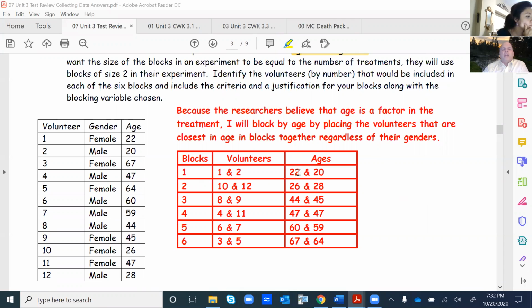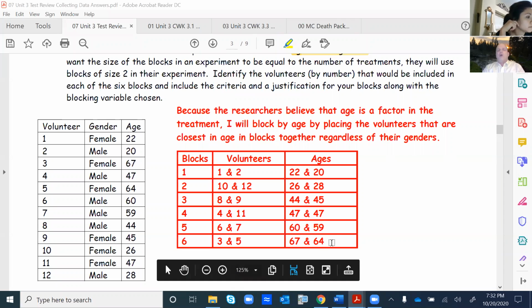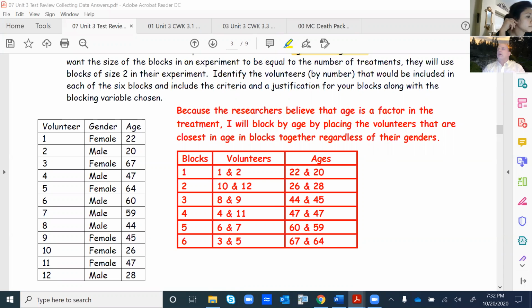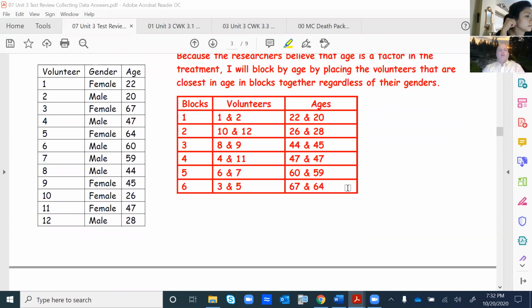So when I'm looking at the ages, my 2 closest ages happen to be 22 and 20. Now notice, one of them is a male, one is a female, but they told us here that didn't matter. All right, what mattered was the age, so we grouped them by age here. So basically, these are paired together, so we have the 6 blocks that they asked for that are closest in age regardless of the gender. All right, so that would take care of that part.